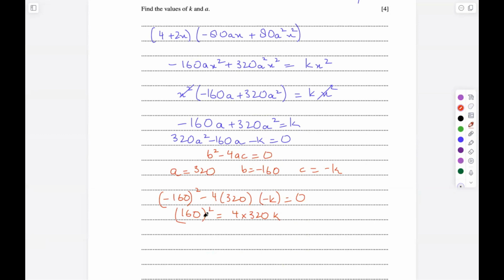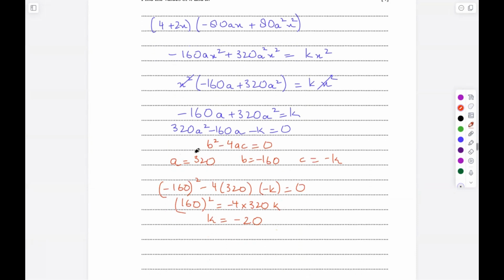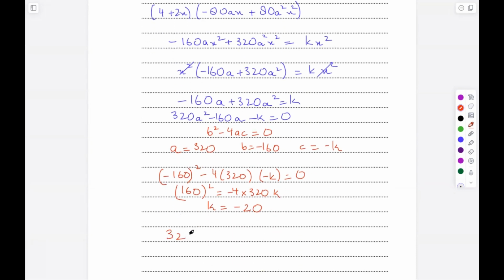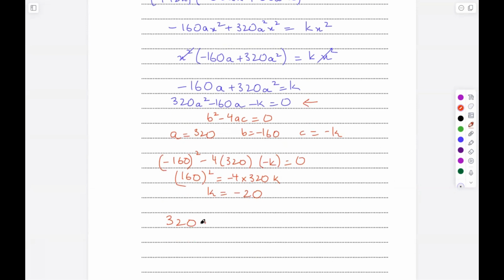Solving this, 160 squared divided by 4 times 320, so the value of k will be equal to, when we take it on the other side, this will be a minus. So the value of k will be -20. Now, once we have the value of k, we can substitute this into the equation to find the value of a. So this will become 320a squared - 160a, and k is -20, so this will become + 20 = 0.